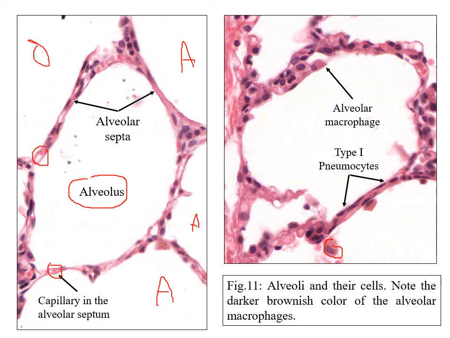The other cell we can see is the dust cell, the alveolar macrophage. This is an example, and this is another example of alveolar macrophages. We see that they have a darker color. The cytoplasm is darker, almost brownish. And as you know, these are the cells that are responsible for phagocytosis in the lung, whereas type 1 pneumocytes are the main cells across which gas exchange occurs.